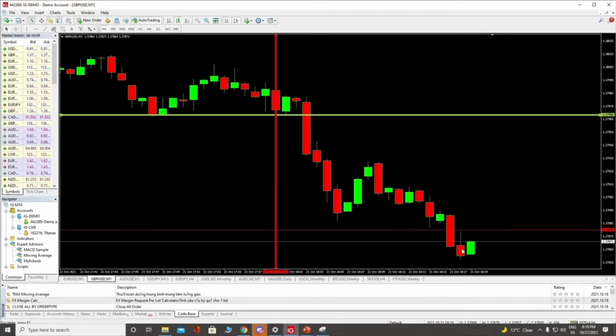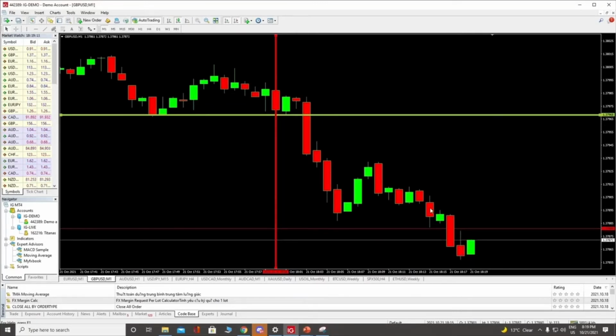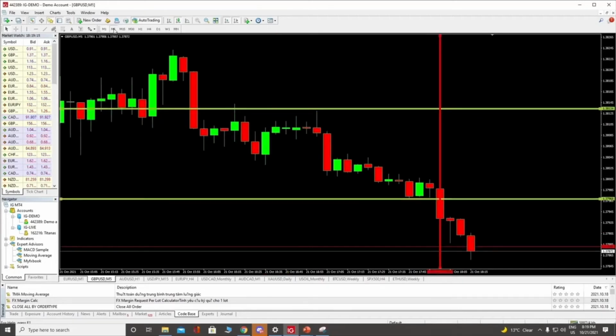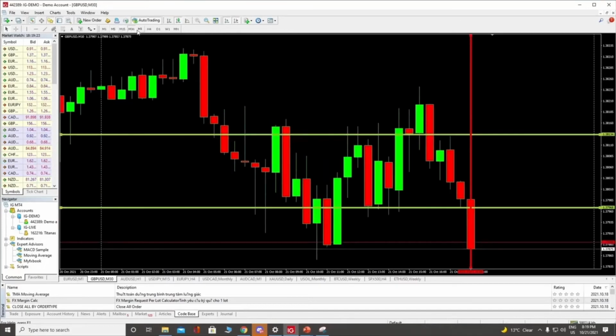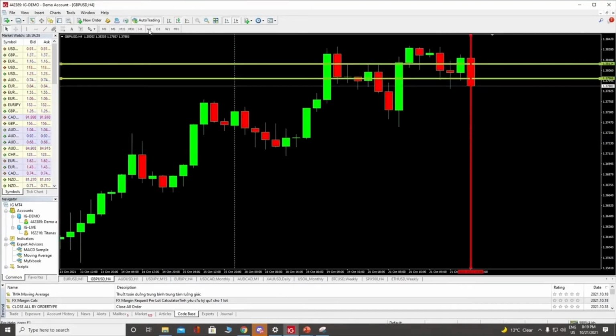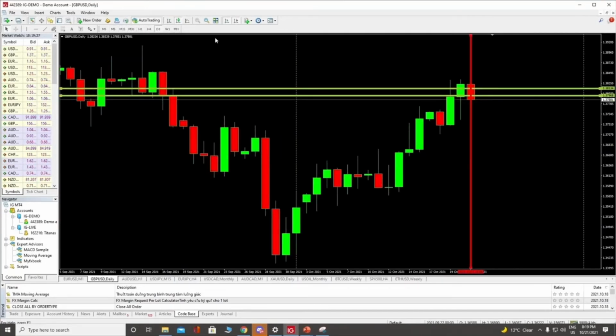You can check the 4 basic pieces of information. Now of course this is the 1 minute chart. If you go to the 5 minute chart, 5 single minutes represent a 5 minute chart. Then 15 minutes, 30 minutes, 1 hour, 4 hours, and the daily. The daily is for longer term. Each candle represents a day.